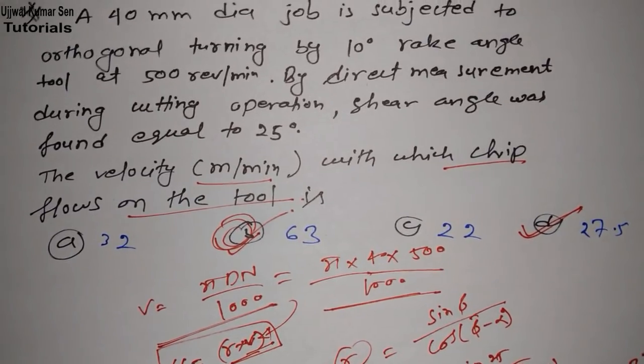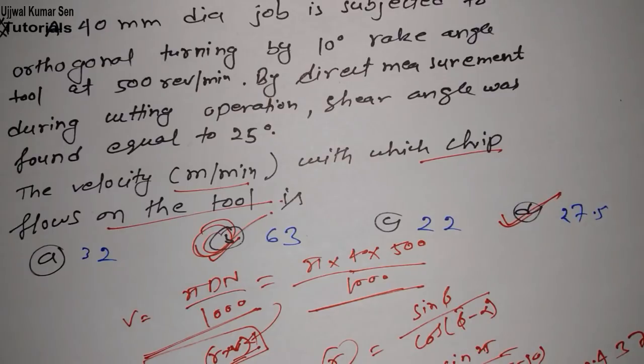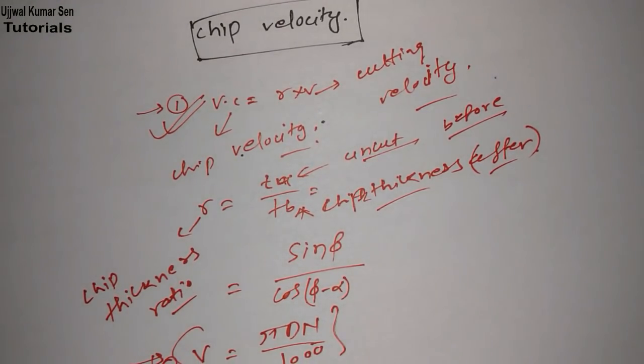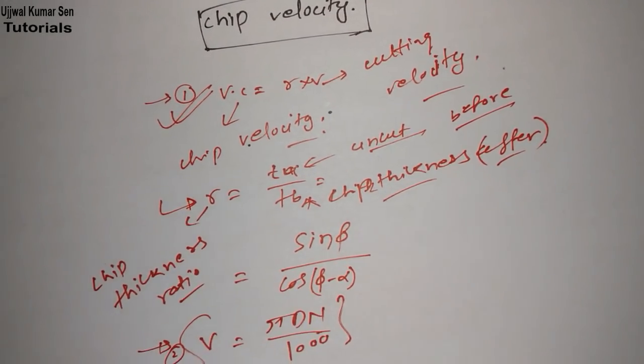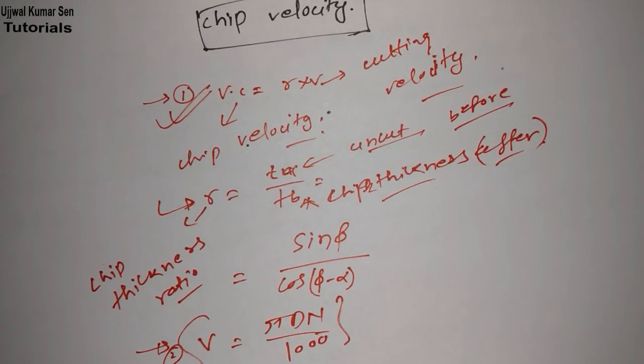So what formulas have we used to solve these two problems? Let me review again. We got the topic chip velocity, and we got two formulas to use. One is this formula, and here we have used the chip thickness ratio formula, that is sin phi by cos phi minus alpha. So the things we need to know are the formulas first, and what elements we have used in the formula, and what their units are. Once we know the units and elements used in the formula, things become quite easier for us to find out the answer. So this is how you can solve problems, and of course you can easily find the answer in this case.